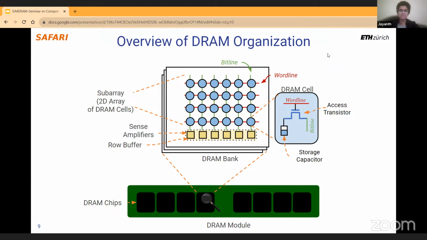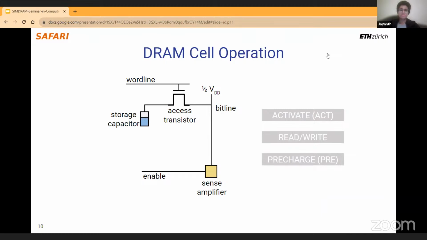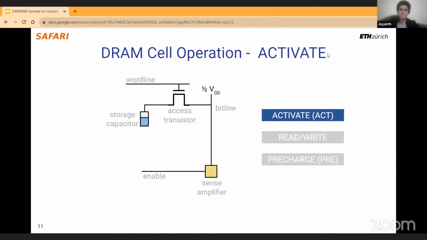So now let's see how a single DRAM cell is operated. Operating the DRAM basically has four commands: activate, read, write, and precharge. Coming to activate, to read the charge level in a single DRAM cell, the first thing we do is raise the word line. This enables the NMOS transistor, and therefore connects the storage capacitor to the bit line. The bit line is typically precharged to a reference voltage, which is logic high by 2, that is, VDD by 2.